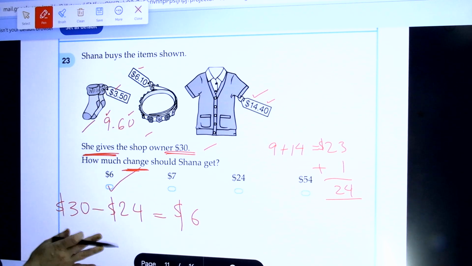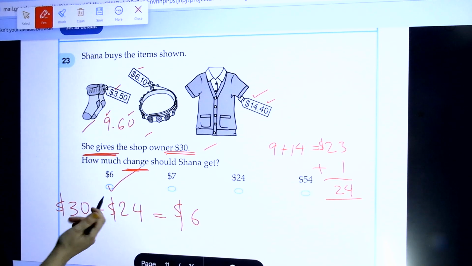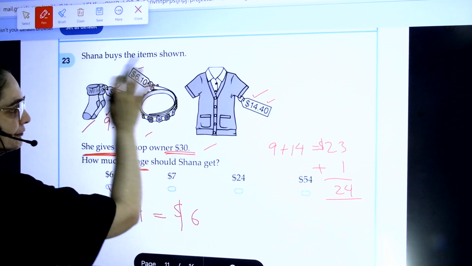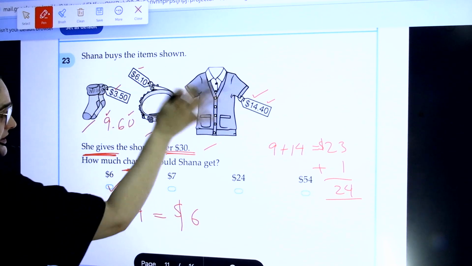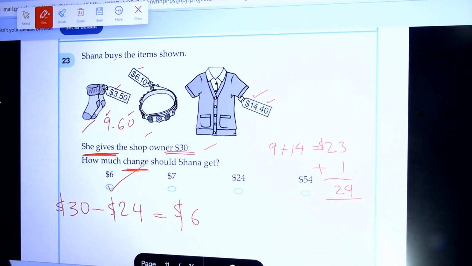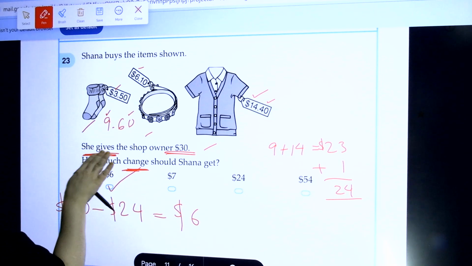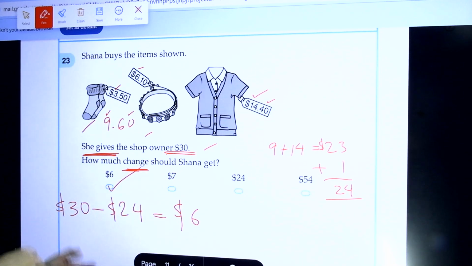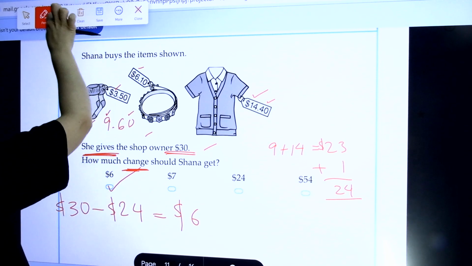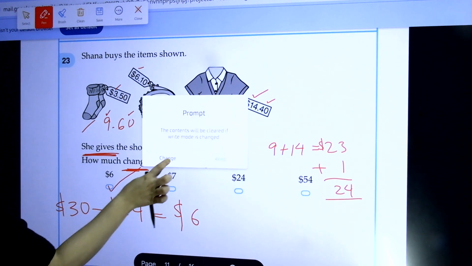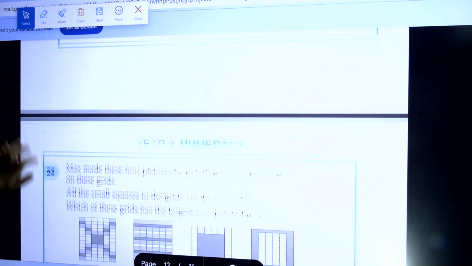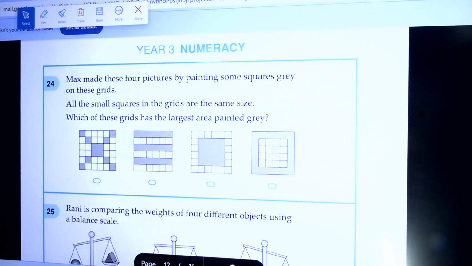Alright, I hope this point is clear. So what did I tell you? We need to add the price of all the items that Shana is buying, and then she gives $30. So 30 minus the total cost of all the items that she bought. Alright. Very good.